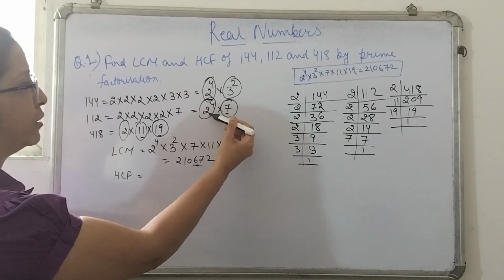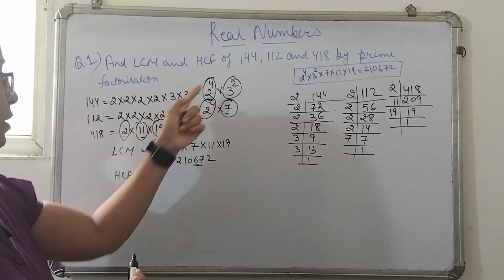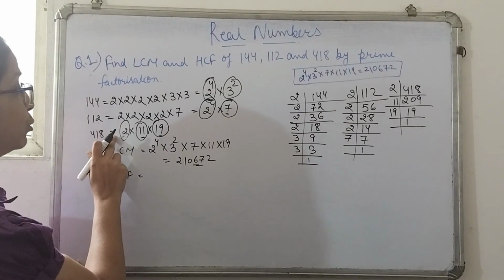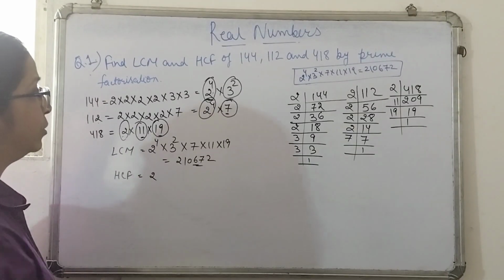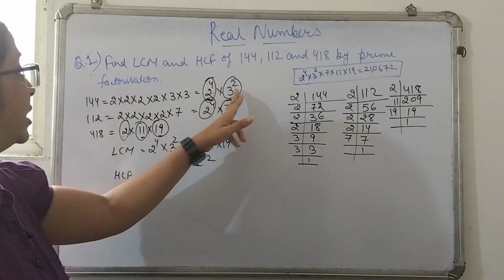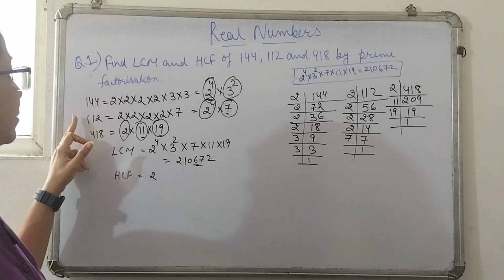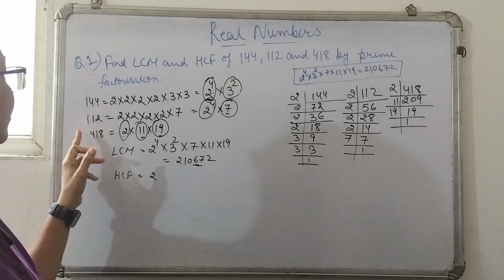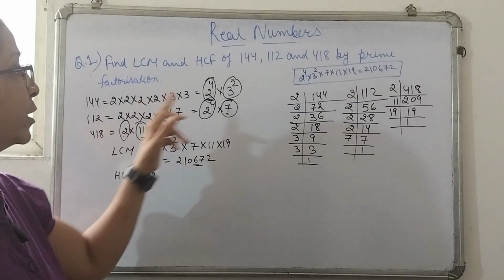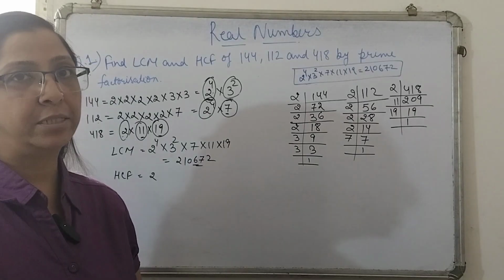Here it is 2 raised to the power 4. Here it is 2. So the smallest power of 2 which is common in all 3 is 2 only. So we will be taking 2. Now if we compare the 3, 3 is available in 144, but 3 is not available in 112, and it is not even available in 418, because 3 is not common in all the 3. So for HCF we won't be considering it.